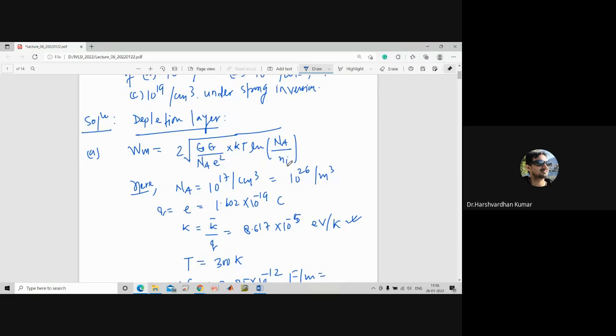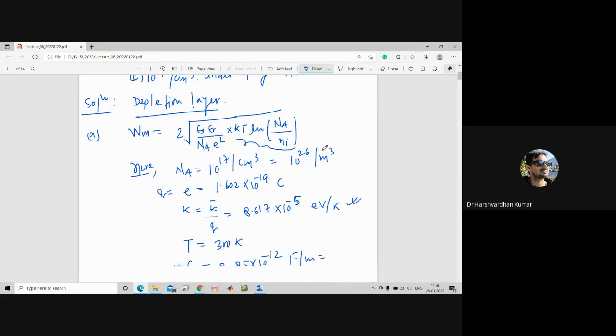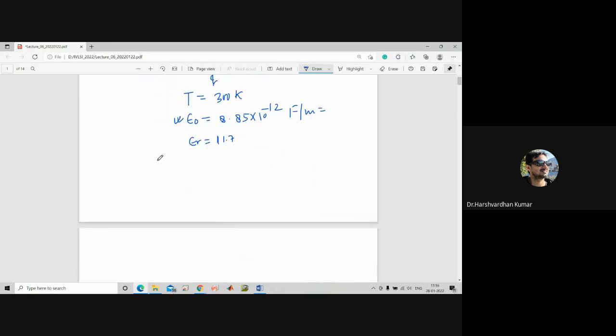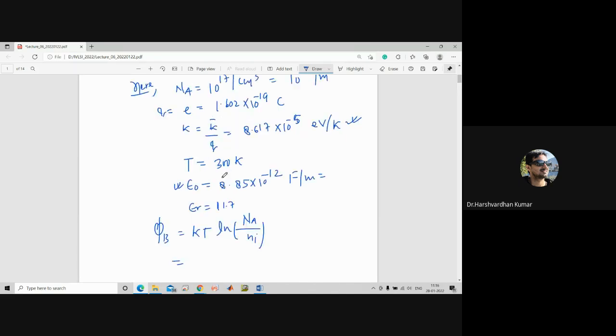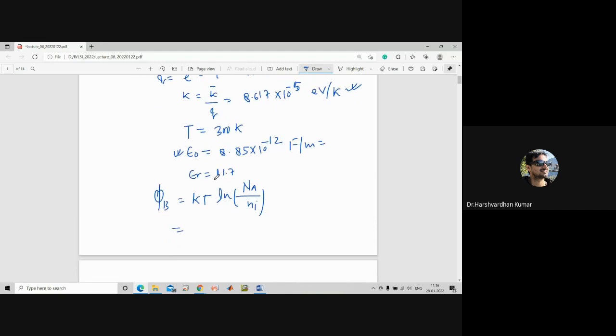kT, Na by Ni. Okay. Now what is this value? Can anyone relate this value? So this is phi b, the bulk potential, right? Which is equal to kT ln Na by Ni, right? If you remember. So if you calculate the value of kT ln Na by Ni, then what will be the value here? So the kT in volts, in electron volt, is how much?